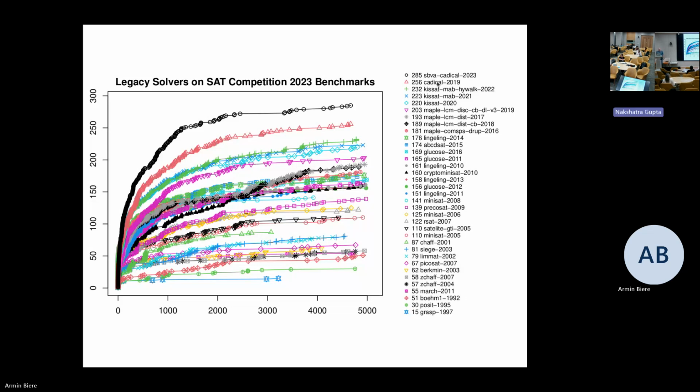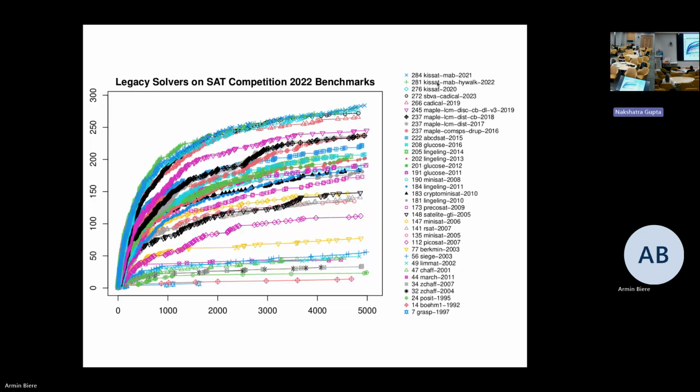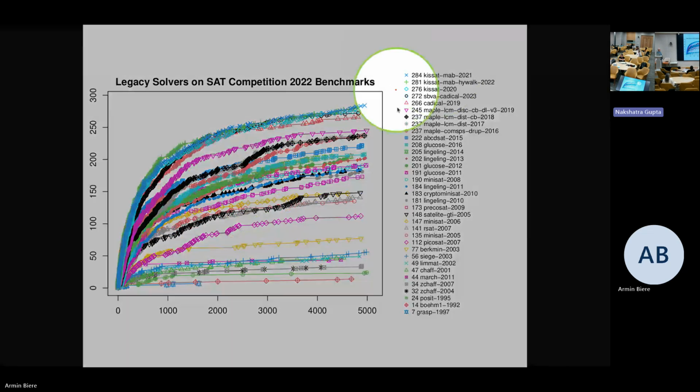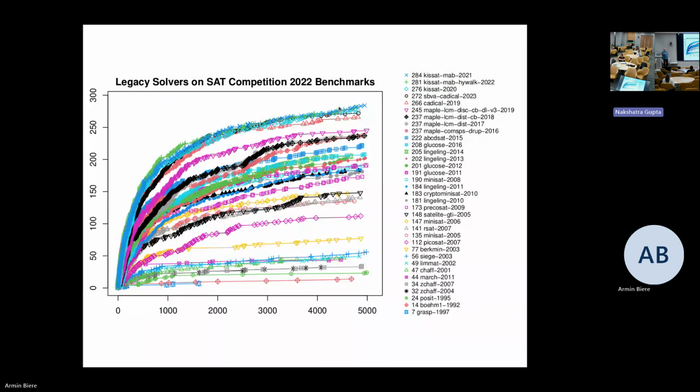All right. So in 2022, check out, there's not this quantum leap of this SBVA-CaDiCaL, which is this black thing. So it improves a bit on CaDiCaL, which is the red triangle, here the black, right? But it's actually comparable to the Kissats. So what happened last year, right? On these benchmarks last year, this is what I'm going to show you.